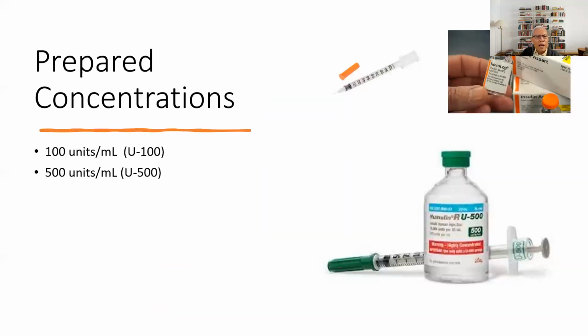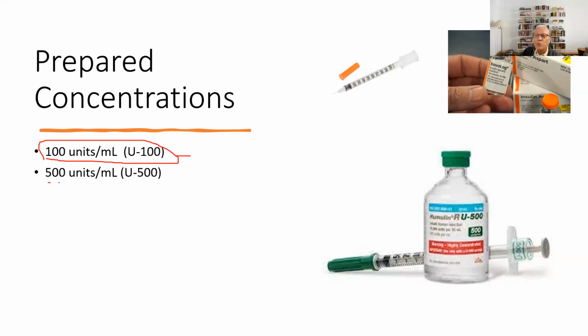So let's take a look at some preparations as far as insulin is concerned. There are two concentrations that are available in the market today, and that is U100, that's 100 units per ml, and the other one is 500 units per ml. Now, the reason why this is important is that if you use 100 units insulin, you also have to use the same syringe that is U100.